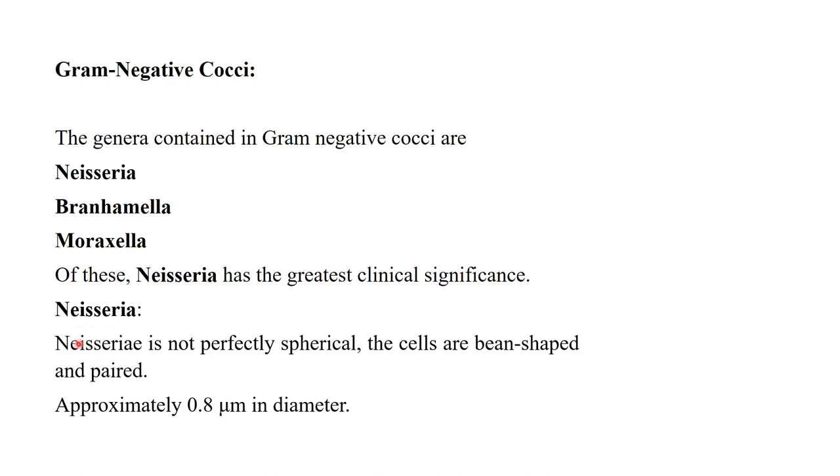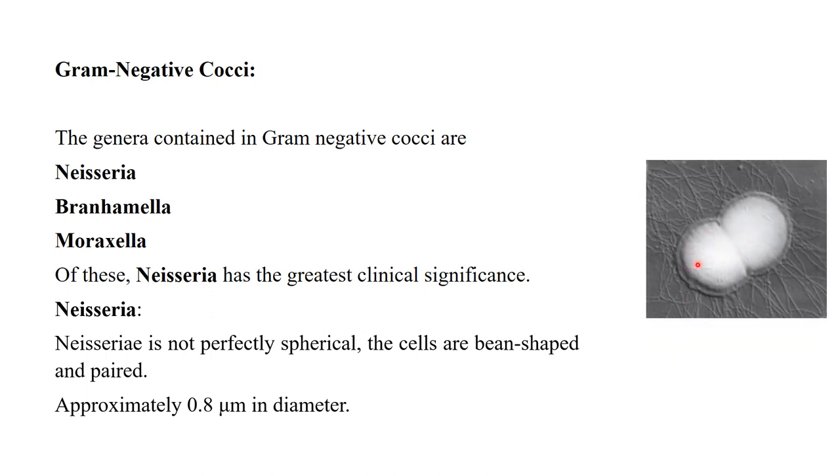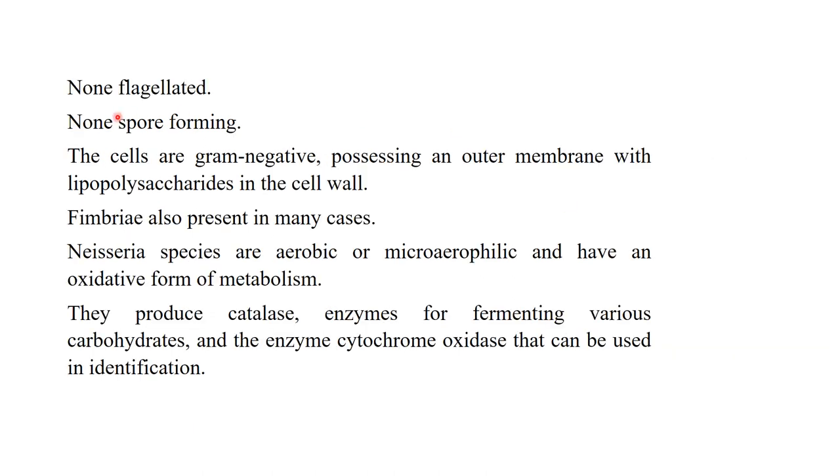Starting with Neisseria, as we are discussing cocci, Neisseria is not perfectly spherical. The cells are bean-shaped and paired, approximately 0.8 micrometer in diameter. Kidney-shaped Neisseria occur in pairs. Neisseria are non-flagellated, having no flagella, and that's why they are non-motile, having no H antigen. Neisseria is a non-spore forming bacteria.